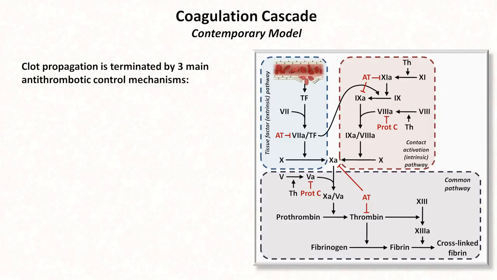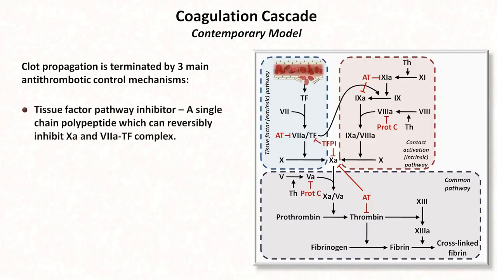The last antithrombotic control mechanism is tissue factor pathway inhibitor. This is a single-chain polypeptide which can reversibly inhibit factor 10, as well as the 7A tissue factor complex. A small amount of tissue factor pathway inhibitor circulates in the bloodstream, while most is found attached to the microvascular endothelium.